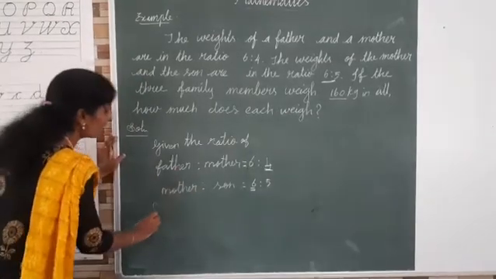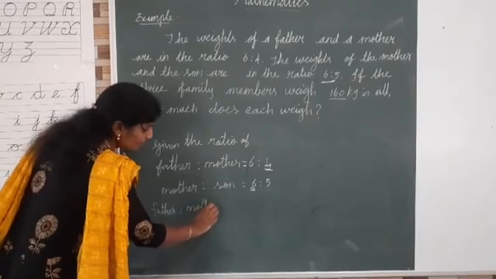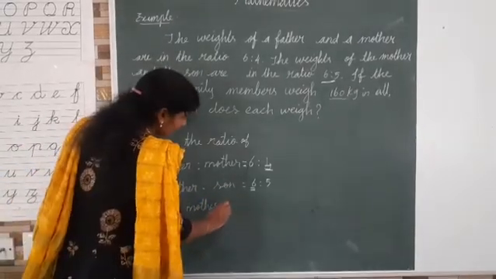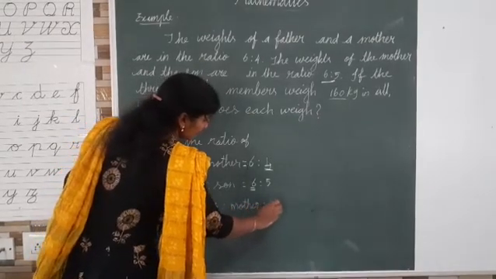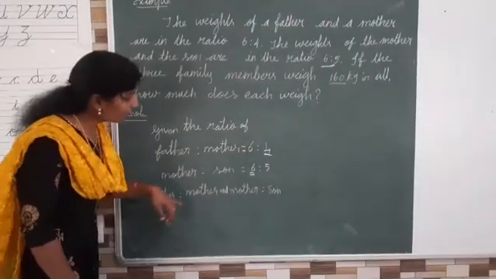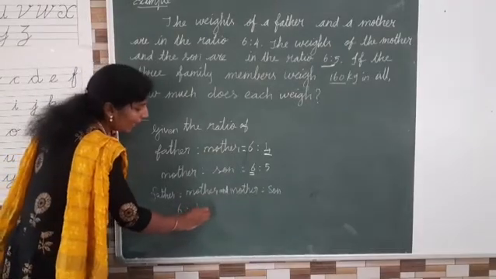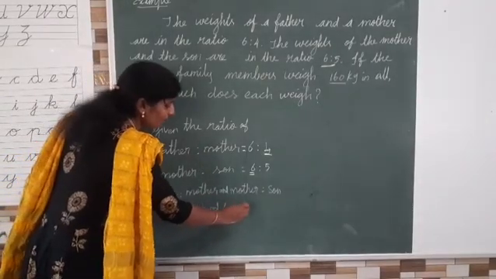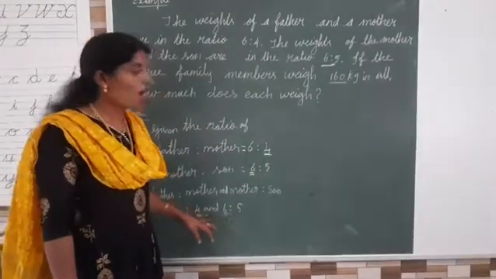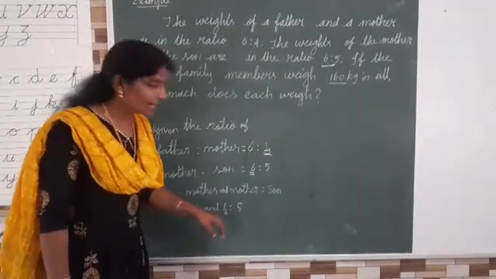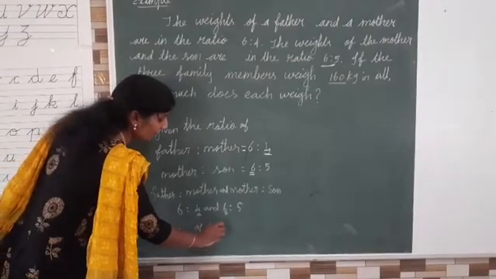Now listen. Father is to mother, then what is the proportion, mother is to son. What's the ratio? Now father is to mother and mother is to son. Here father is to mother 6:4 and 6:5. Now listen, this is mother. Isn't mother's ratio different? Now we need a common ratio. So we can take the LCM.